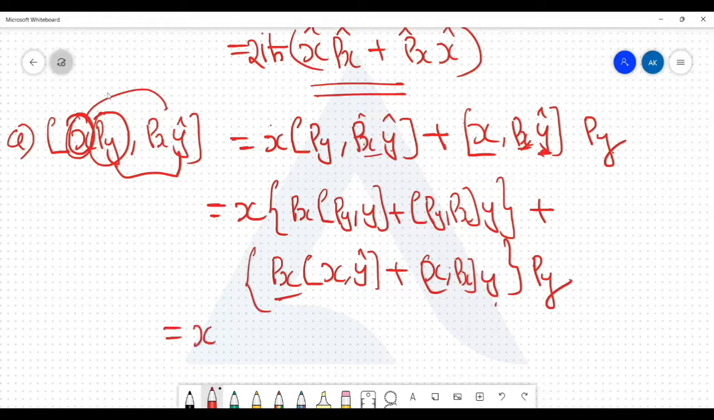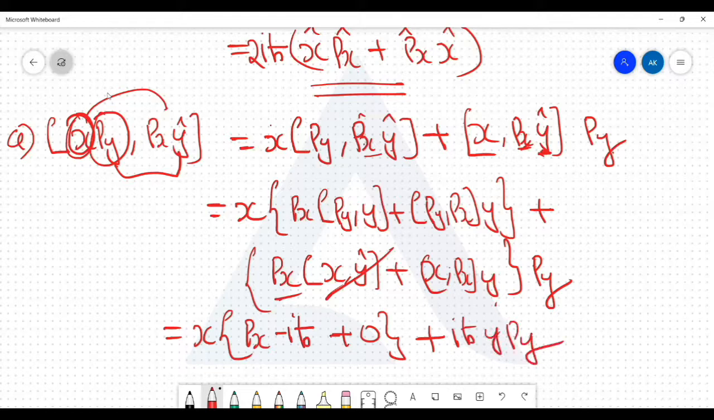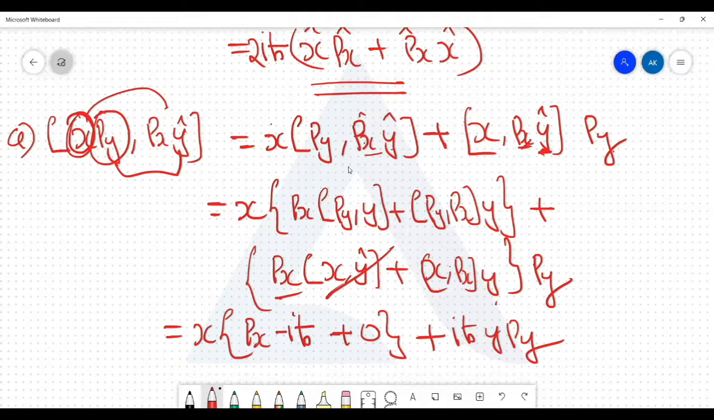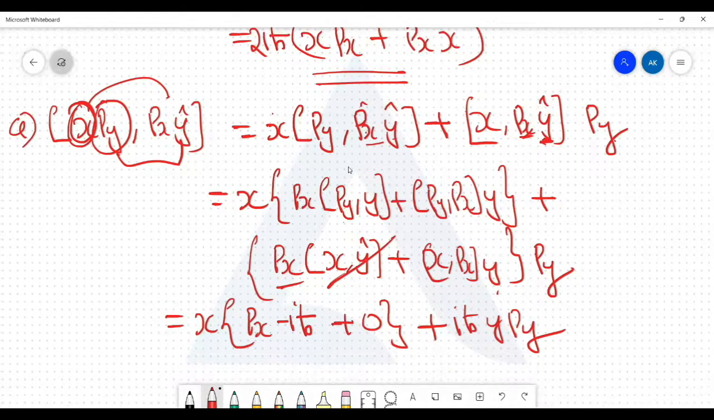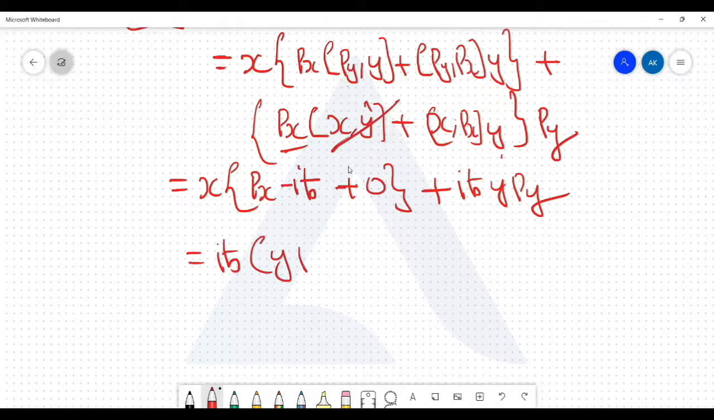Now listen, x into py is minus iħ, therefore px into minus iħ. Px py is simply 0, plus xy is 0, x px is iħ y py. So I am left with iħ can be taken out. So iħ, y py minus x px, y py minus x px, that will be your answer.